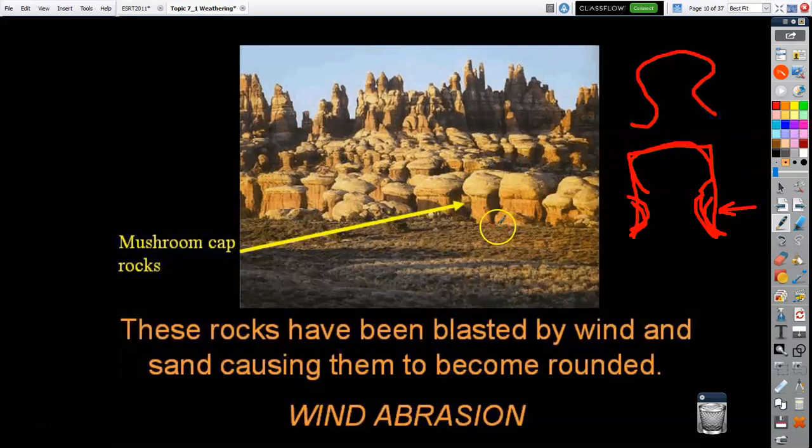So that's done by wind abrasion, as the wind is blowing usually 3, 4, 5 feet into the air, and it blasts away at the rock and starts to eat away at that and cause those cool structures. So you see that very common out west.